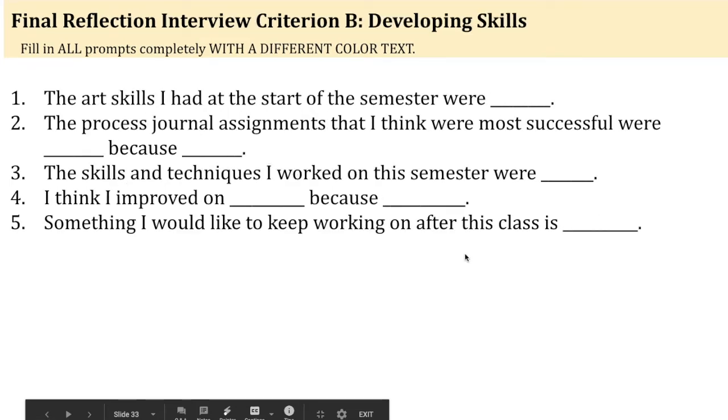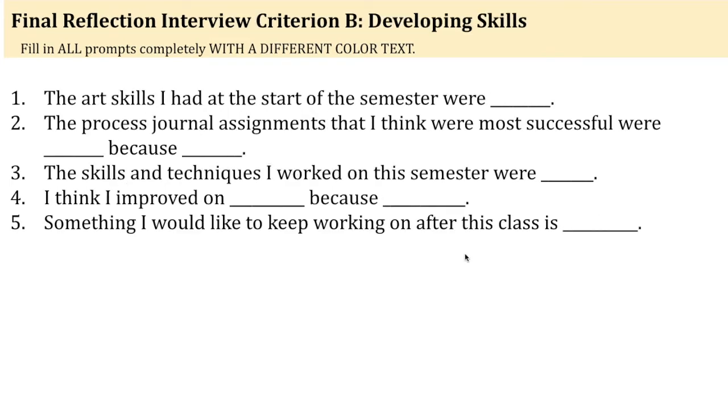This slide, criterion B, is a reflection of the skills you've developed this semester in this course. What were you able to accomplish? Did you improve your shading or line skills in your drawings? Did you learn new skills, or did you improve existing ones? This is where you'll tell me how you improved on these skills.